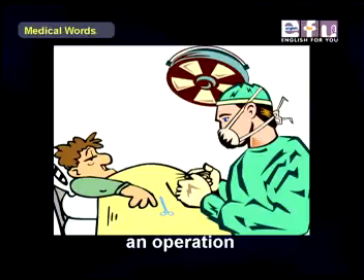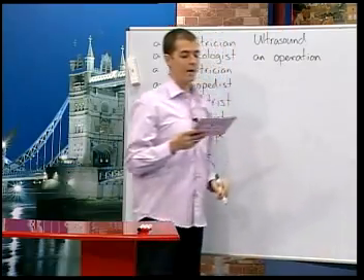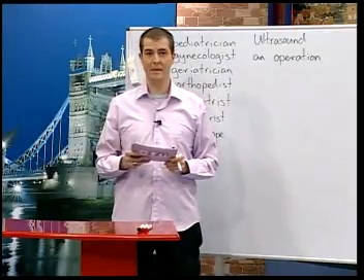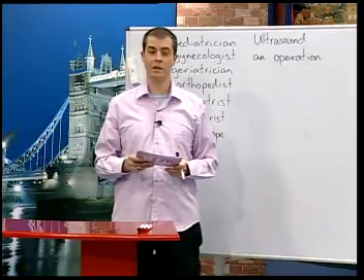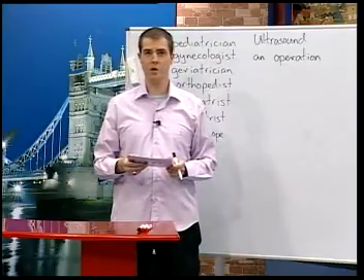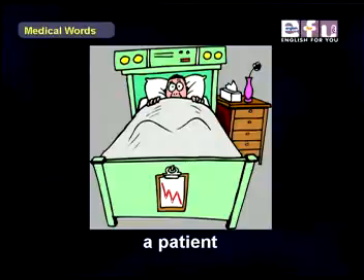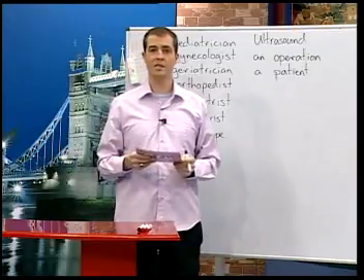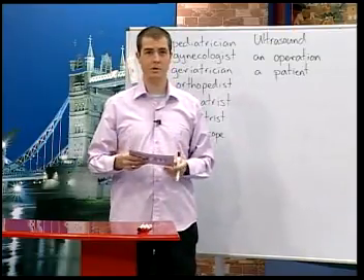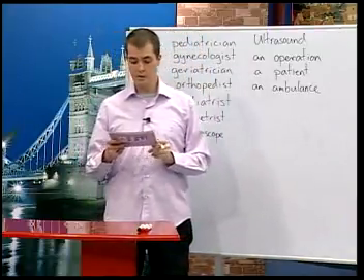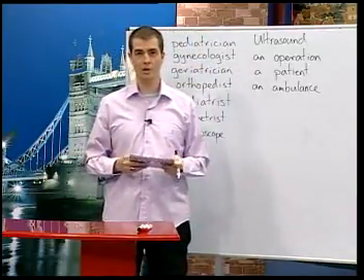An operation. Well, an operation is the process of cutting into someone's body or removing a part that is damaged. Operations are performed in an operating room. Operations are performed by surgeons, special doctors who do operations. A patient. A patient is a person in a hospital who receives medical care or who is waiting to receive medical care. And an ambulance.